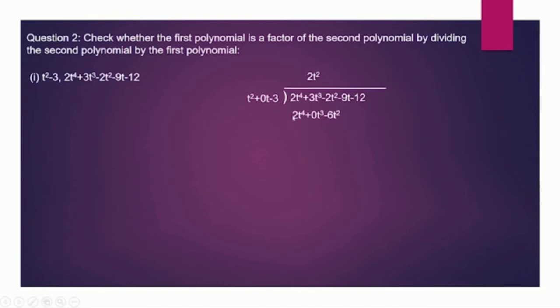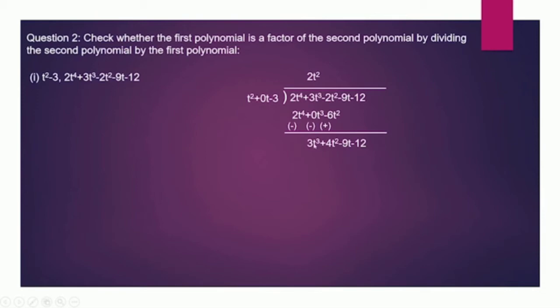Now when we subtract, we will get minus, and here also it will become minus. Here it is minus. When we do minus into minus, it will become plus. Okay. Now 2t to the power 4 minus 2t to the power 4 will become 0. Here we have 3t cube minus 0t cube, we will get 3t cube itself, and here minus 2t square plus 6t square, we will get 4t square. Minus 9t minus 12, we can write as it is.